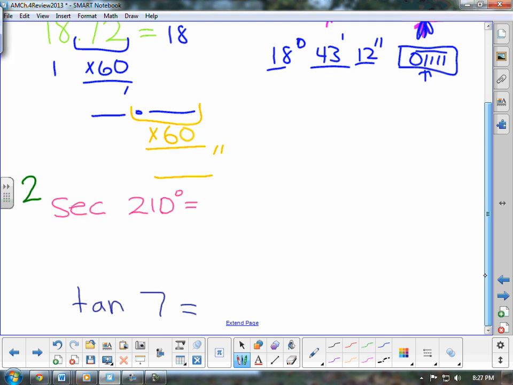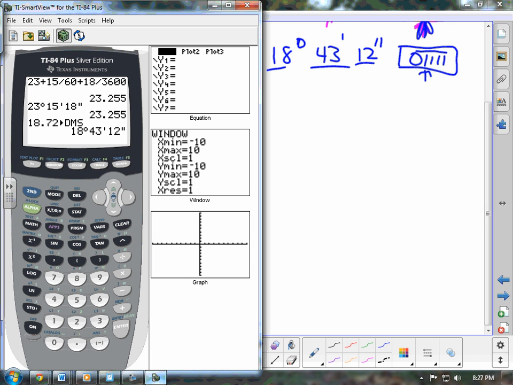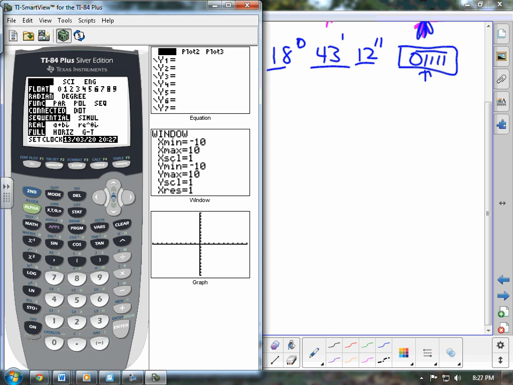All right, moving on to the next part. Secant of 210 degrees, depending on the way your calculator is set up. For those of you with a TI, check the mode. It's in radian mode right now, and you can leave it in radian mode or you can switch it over to degree. You may have to switch it back and forth if you're going to go to degree, so you might want to just leave it in radians for now.